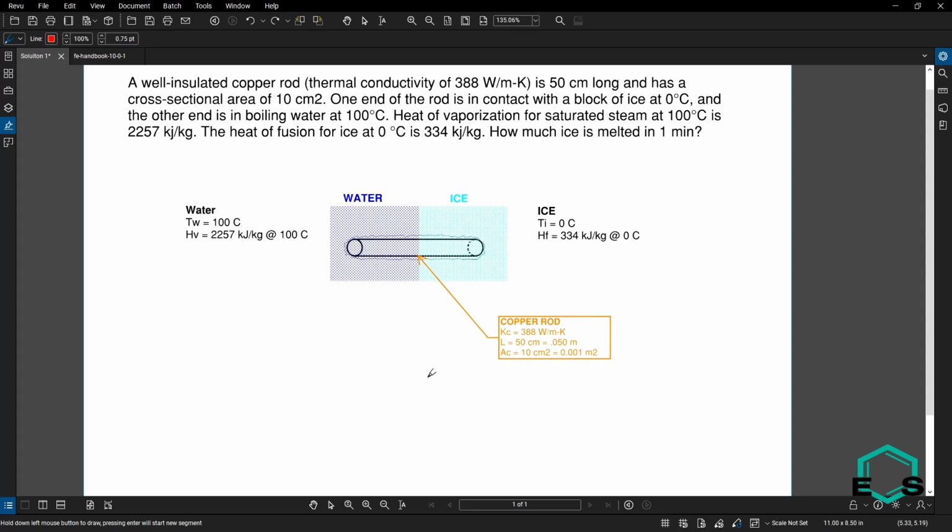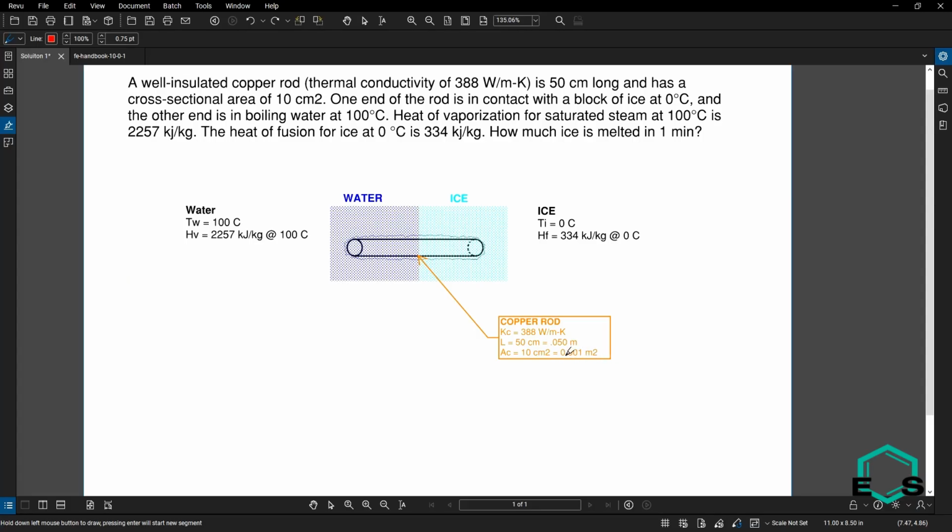All right, a well-insulated copper rod, thermal conductivity of 388 watts per meter per Kelvin, is 50 centimeters long and has a cross-sectional area of 10 centimeters squared. Okay, so I wrote the information down here. Here's my copper rod. I already converted units for you here, 0.050 meters and 0.001 meters squared.